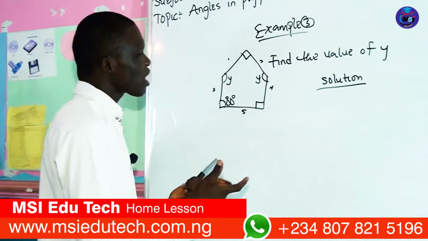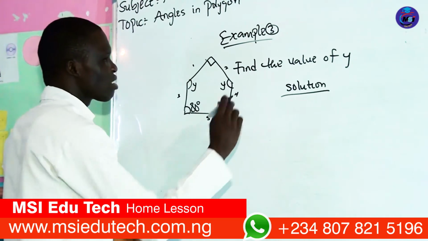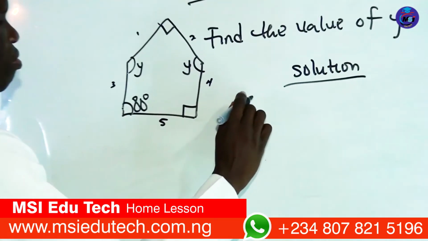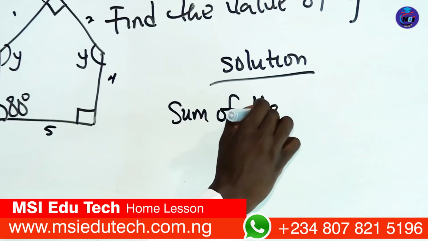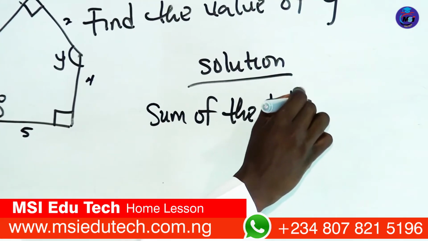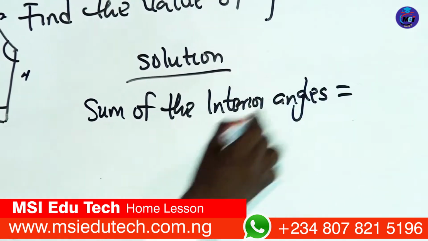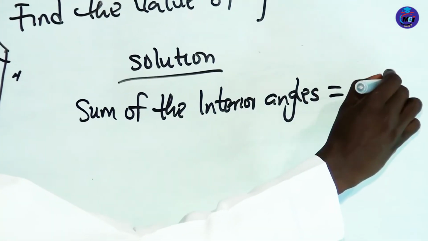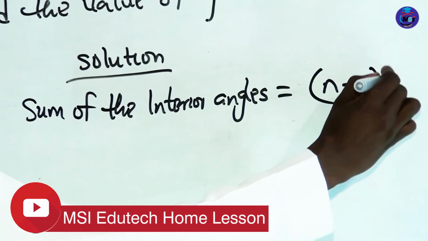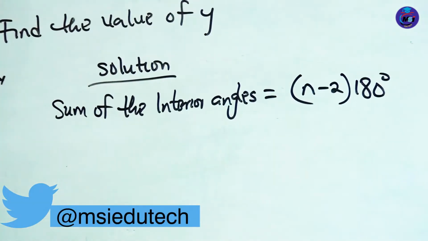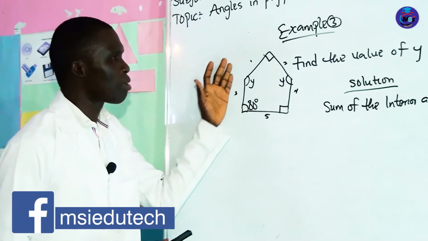Okay, now let's solve this. The formula we are going to use is this: sum of the interior angles equals (n minus 2) times 180 degrees.